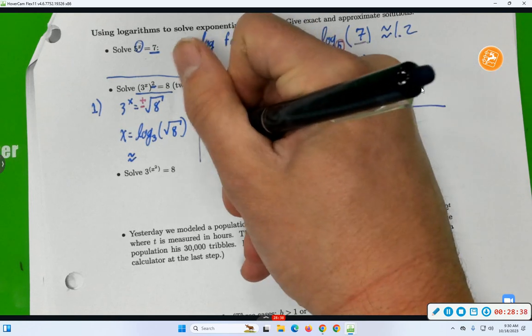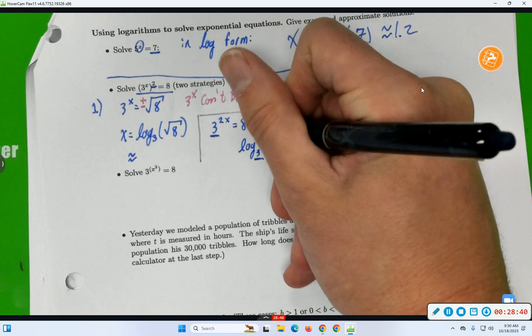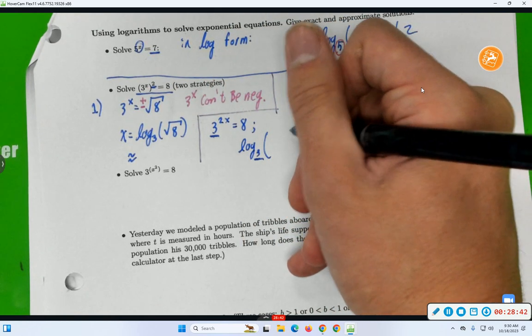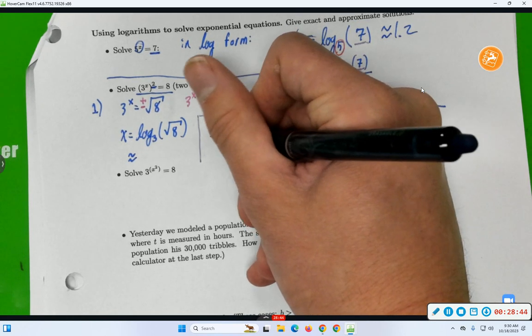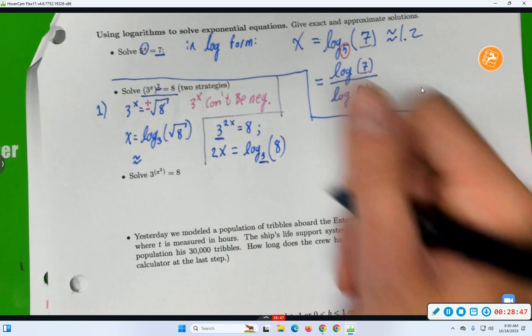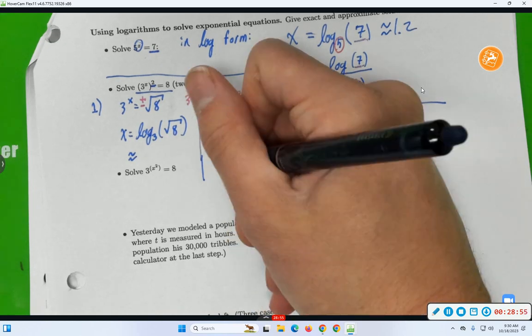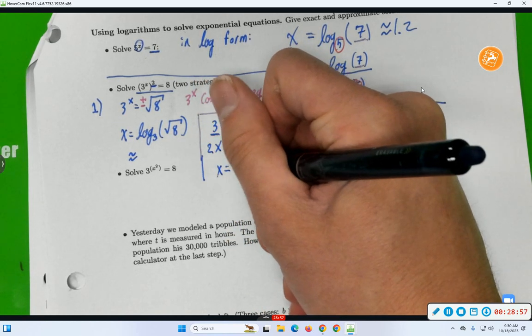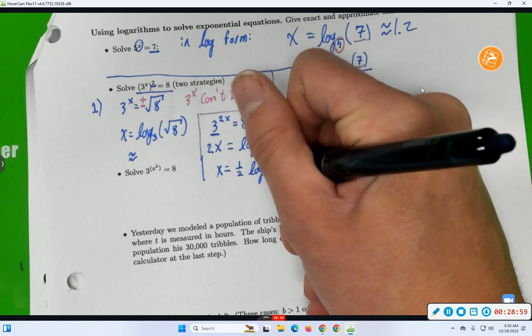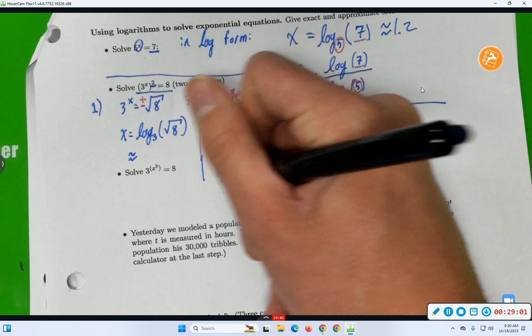Log base 3. The base is still the base of the log, and 8 is equal to the thing in the exponent. Does that look easy to solve for x? What do you need to do to get that x on its own? Divide everything by 2. x is 1/2 log base 3 of 8.